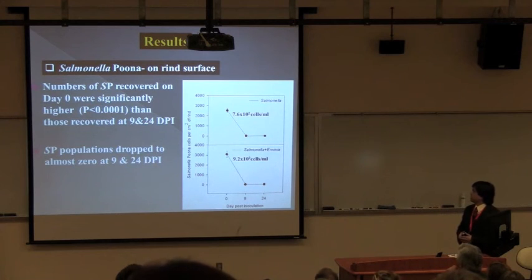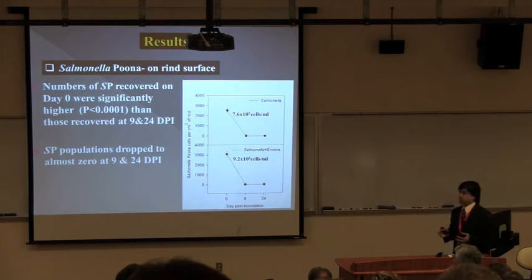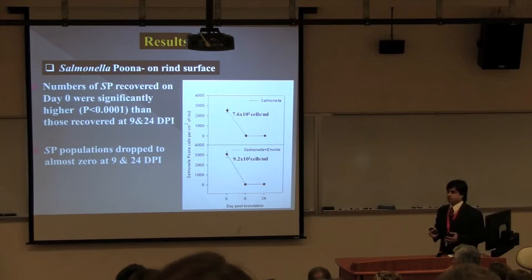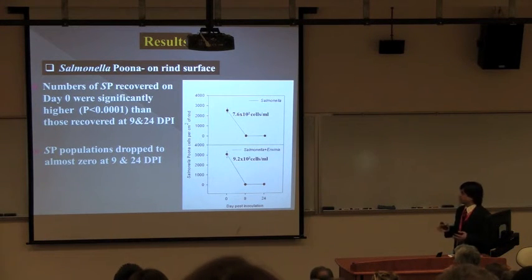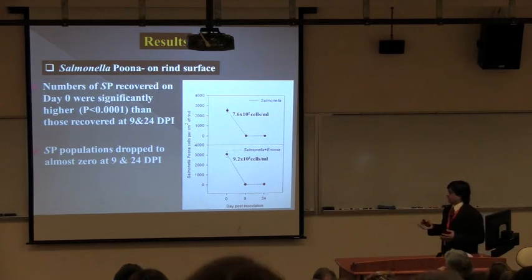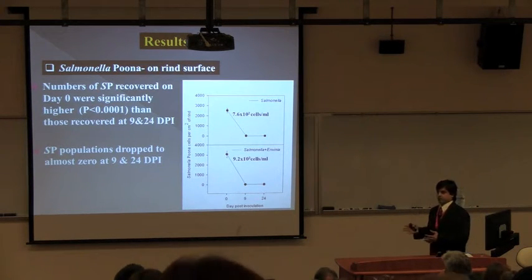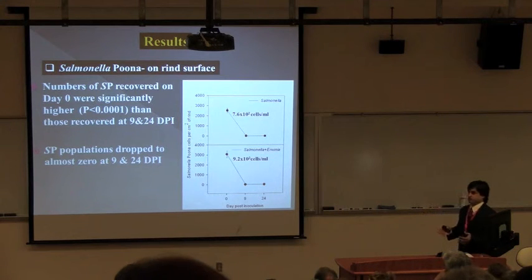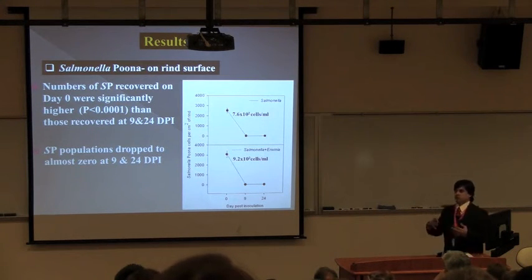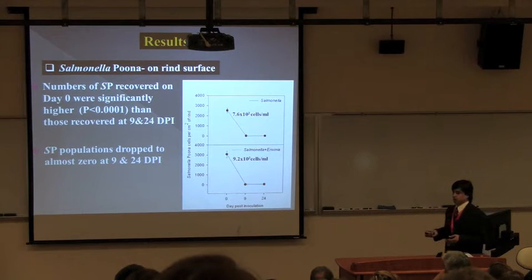So here we found that we were not able to get a good number of Salmonella from the fruit surface after sampling, even at day 0. And the population of Salmonella went much lower at day 9 and day 24. But still, we were able to find their presence or absence after enrichment, like 24 hours of incubation. If they are present, even a single cell would multiply, and then we can see whether they were still alive or not. But the population count was very low at day 9 and day 24.